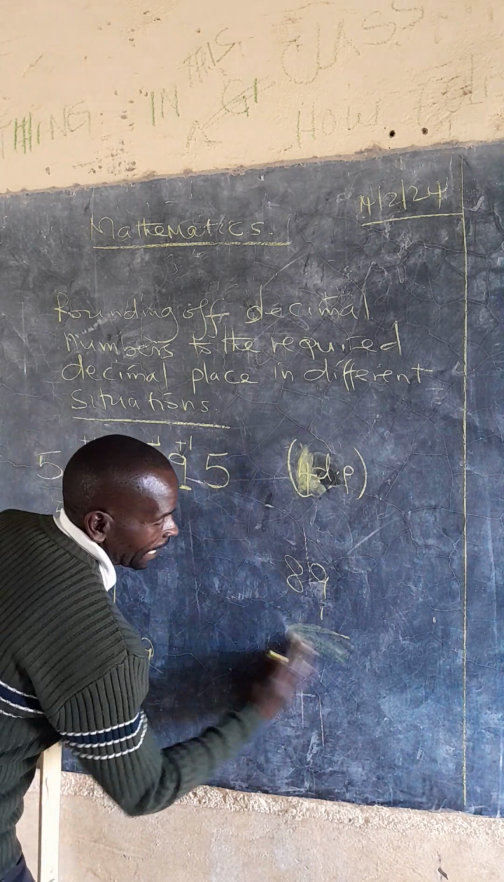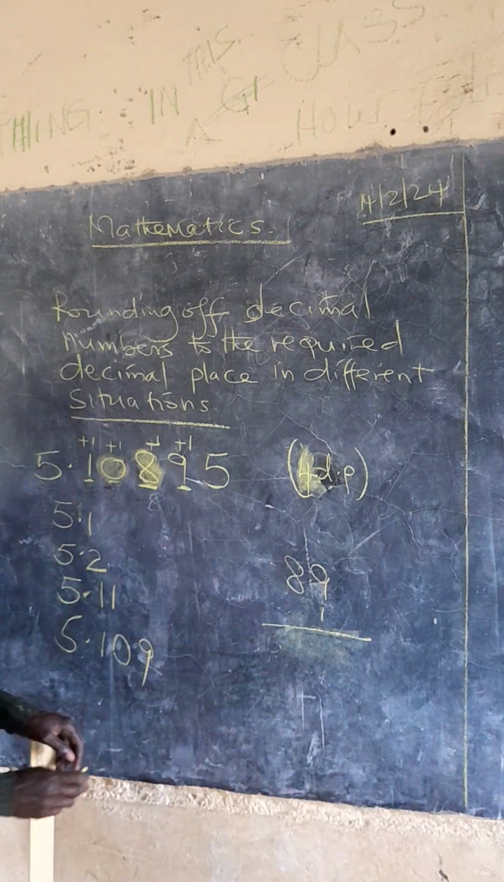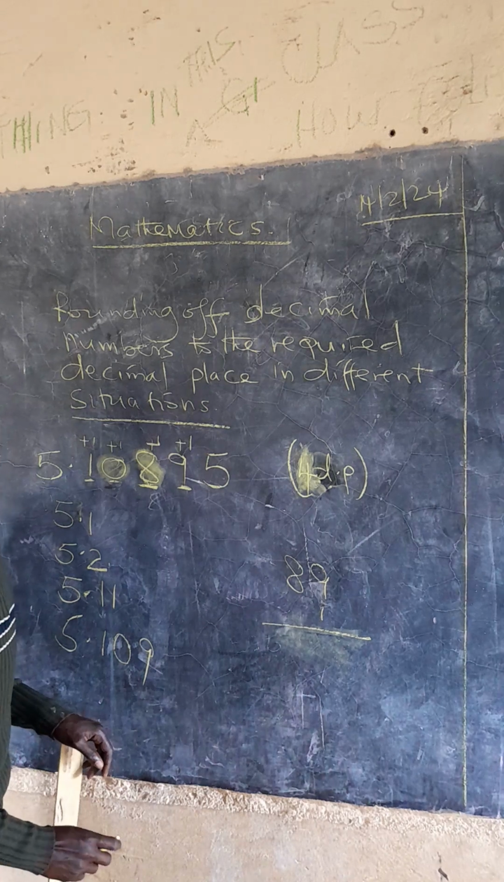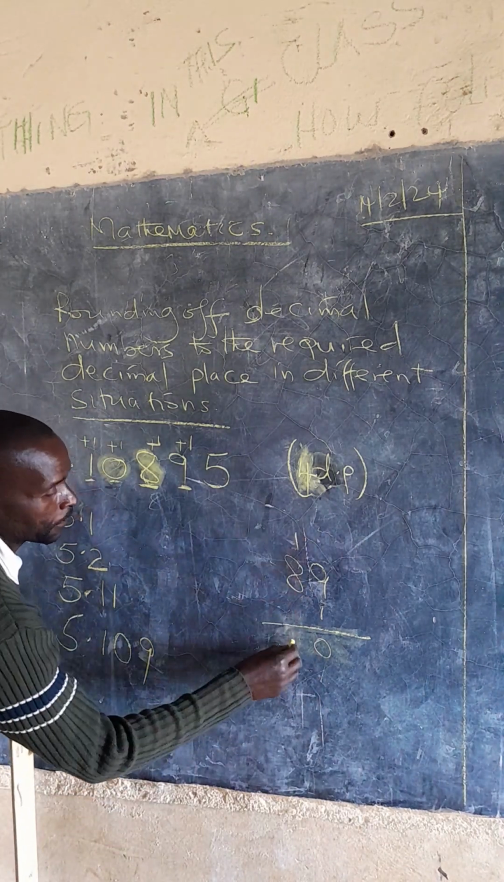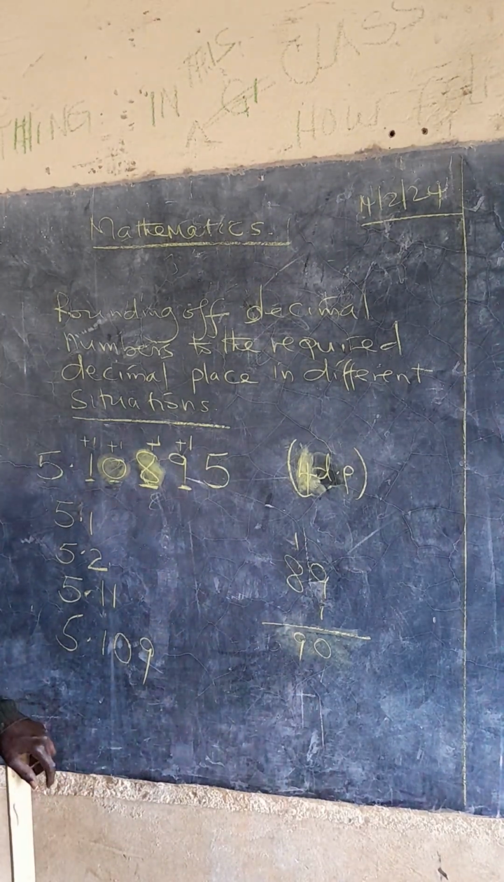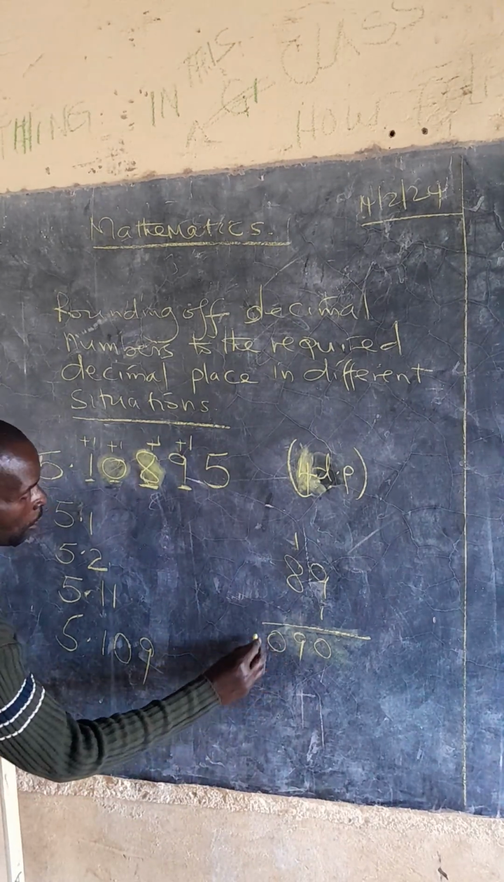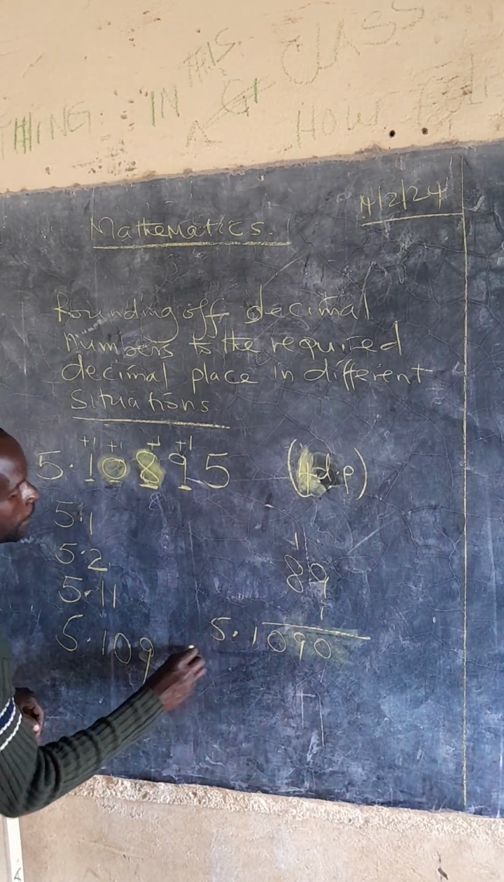No, but do the normal adding. So, 9 plus 1 is what? 10. 0, carry 1. So, this is now 9, and then 0, 1, and then 5, point.